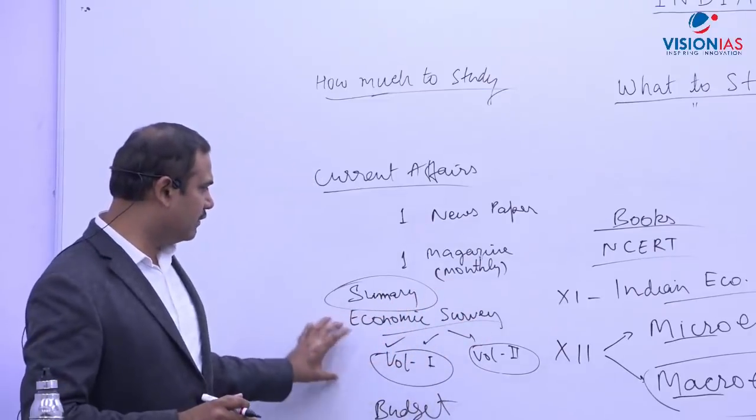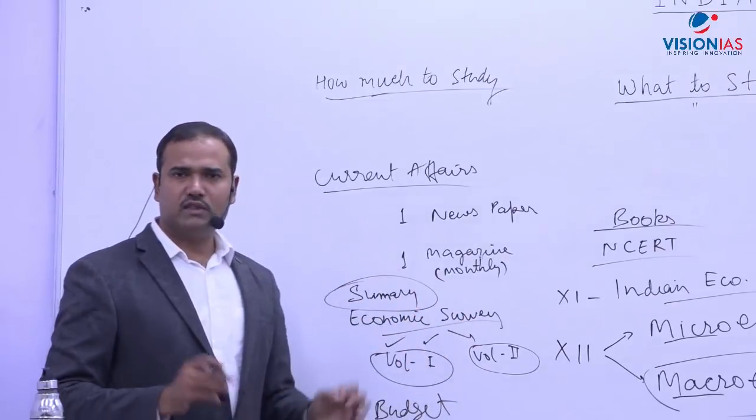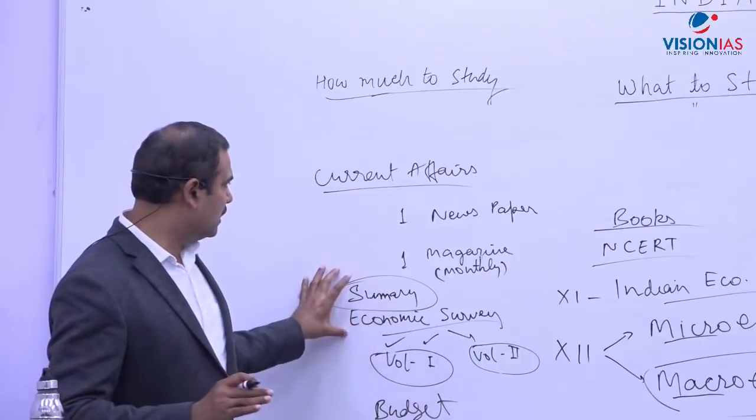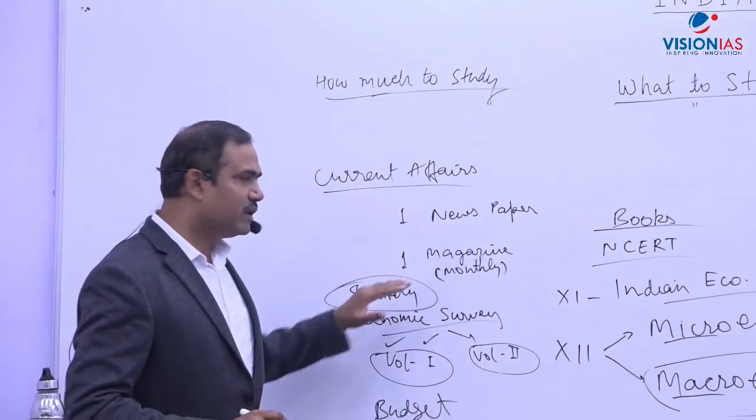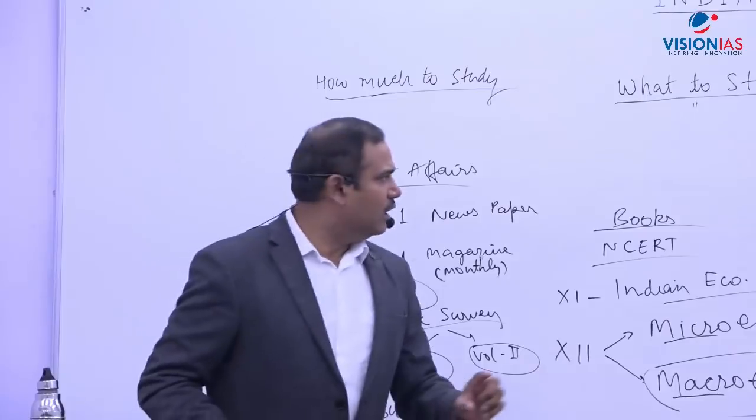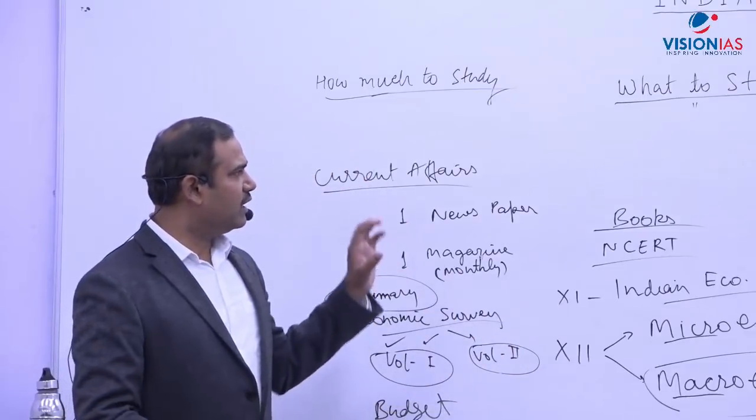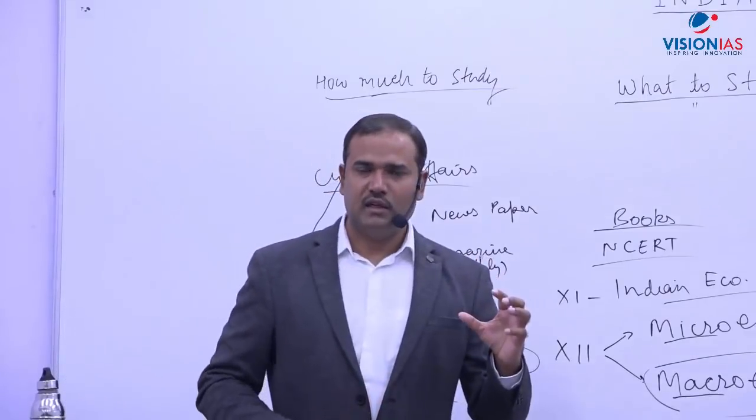The Economic Survey is very heavy, so just go through the summary of 70-80 pages at the most. This is regarding newspaper and current affairs. Okay, so now, last, finally I'll show you a brief analysis of this.